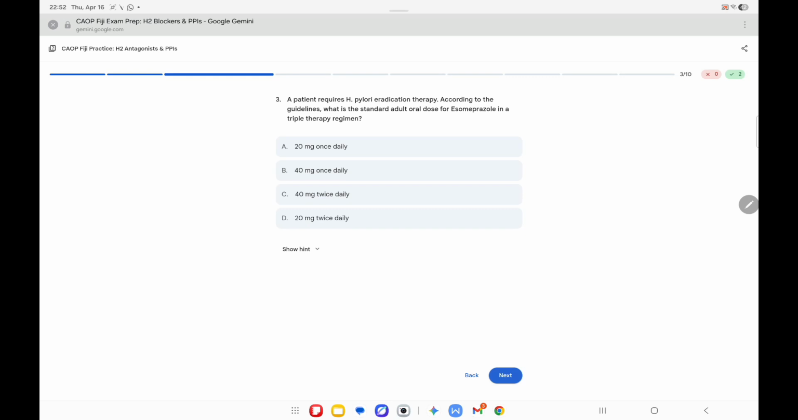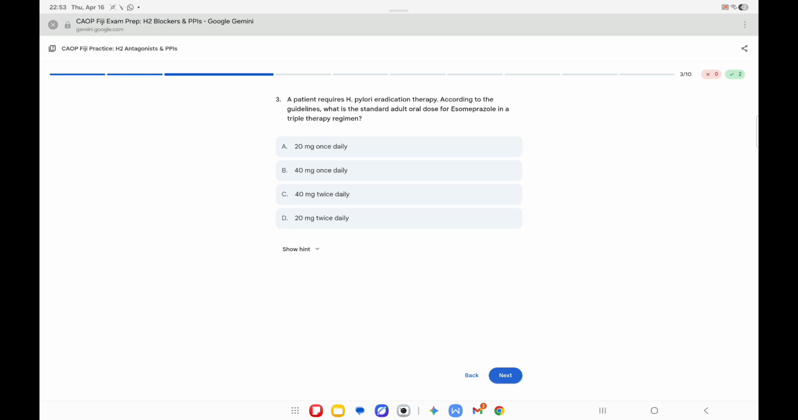A patient requires H. pylori eradication therapy. According to the guidelines, what is the standard oral dose for esomeprazole in triple therapy regimen? So the patient has a positive H. pylori test. 20 milligram once daily, 40 milligram once daily, 40 milligram twice daily, or 20 milligram twice daily. So I guess it's 20 milligram twice daily. In case of H. pylori, dosing is twice daily. I'm not sure about the milligrams, whether it is 40 or 20.